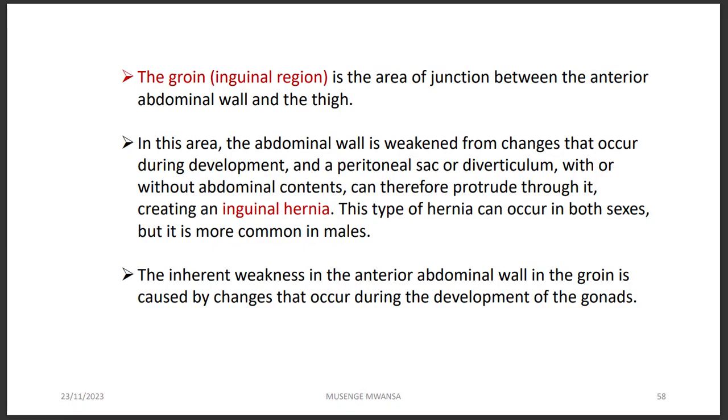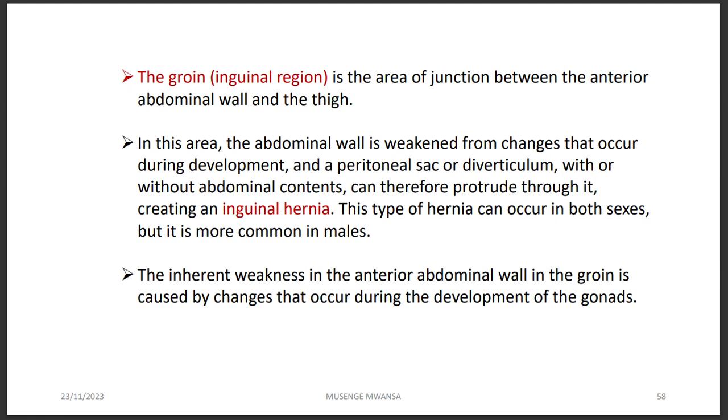So in this area, the abdominal wall is thickened. Okay, there's going to be a peritoneal sac or diverticulum, sometimes with or without abdominal content, that can come out through this region between the anterior abdominal wall and the thigh, and that is known as a hernia. Because it is in the inguinal region, it's known as the inguinal hernia, which can occur in both sexes.